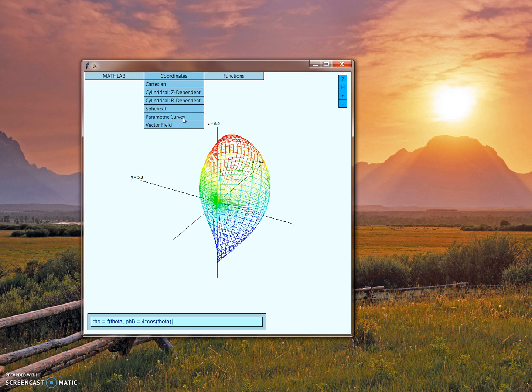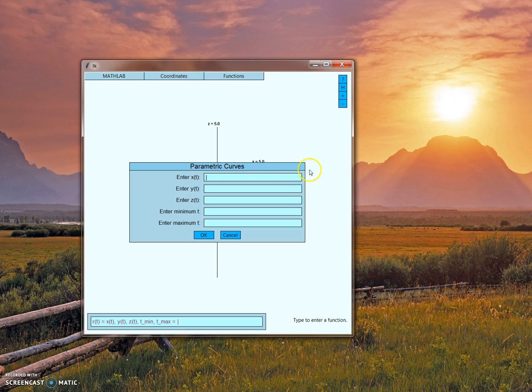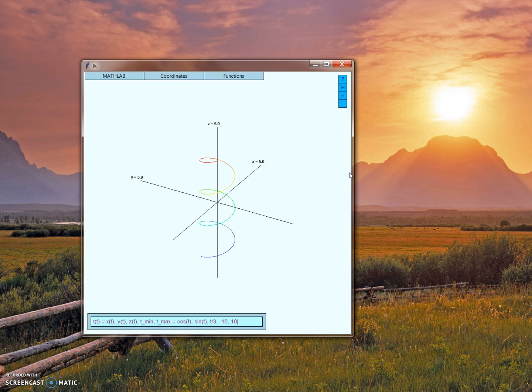Now, let's clear all again, and let's take a look at what Mathlab can do in parametric curves. For example, let's graph a basic helix here. Let's say cosine of t, sine of t, let's just say t over 3 here, and let's just say our bounds are, our minimum t is just going to go from negative 10 to positive 10, and this will graph a basic standard helix.